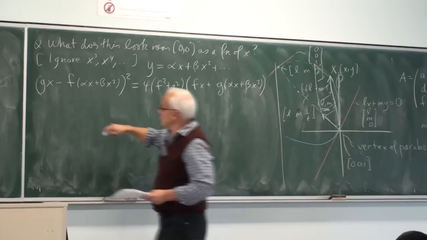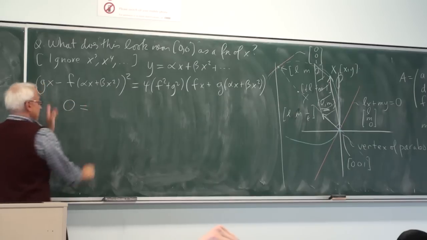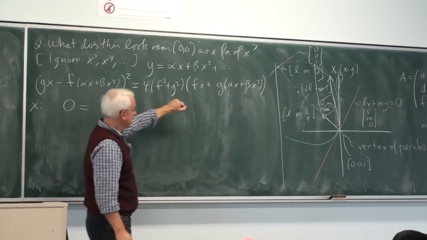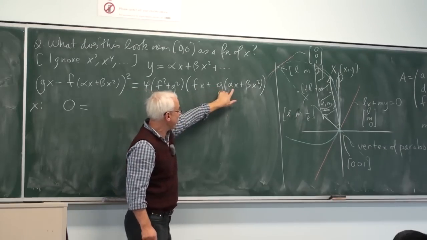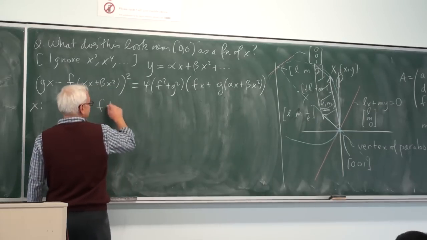Okay, on both sides, we're just going to look at the coefficients of x. Where do we find x's? On the left-hand side, there are 0 x's because it's all squared. On the right-hand side, the only place we see x is right here and here. So there's an f plus g alpha. So the coefficient is f plus g alpha.